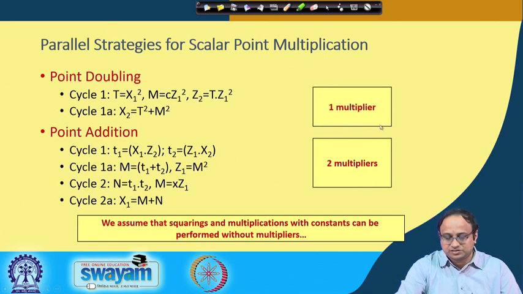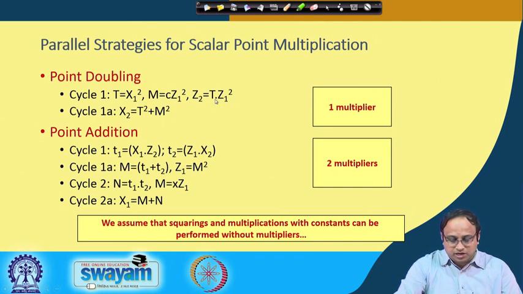So, if we say, for example, that our architecture can support one multiplier, then we easily see that the point doubling operation can essentially be performed in this cycle. For example, you can implement them using these equations. So, this is the multiplier, for example, where you are computing Z2 which is equal to T into Z1 square. So, there you are basically expending this multiplier.